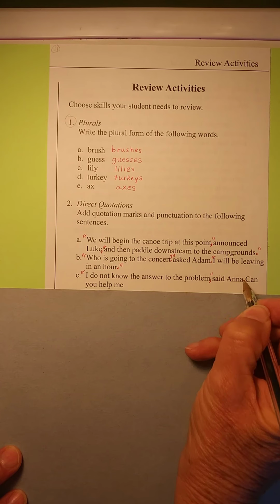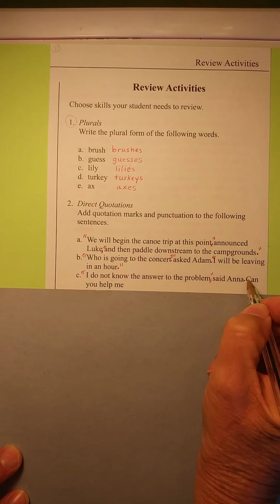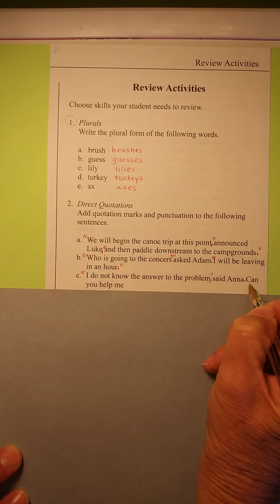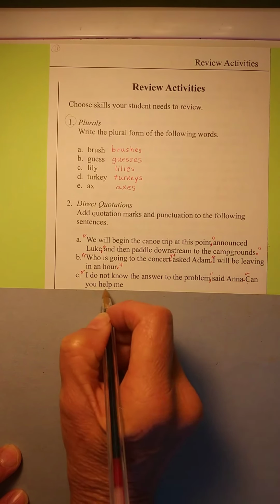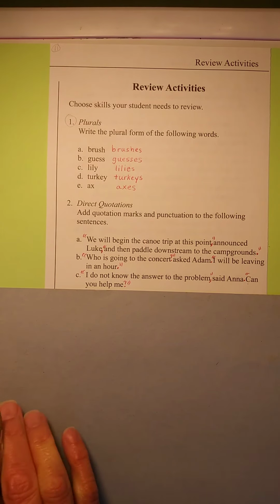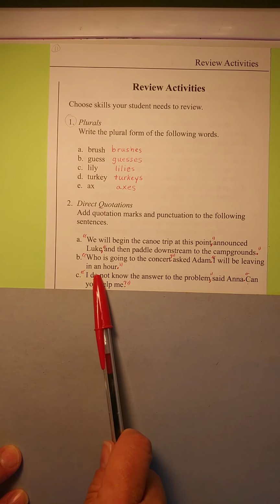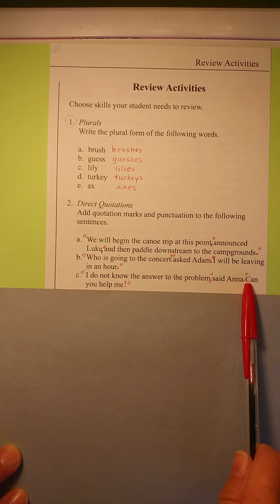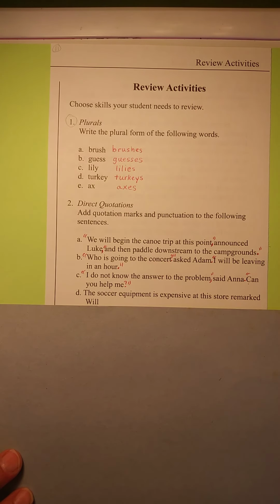Anna is the end of the sentence, but this is the end of what she's saying. Okay, now she says something else. It's a capital letter here, so we know that this is the beginning of a new sentence. "Can you help me?" is an interrogative sentence, so we're going to put a question mark and our end quotes there. So we have quotes surrounding what she says in the beginning and quotes surrounding what she says at the end. D. "The soccer equipment is expensive at this store," remarked Will.